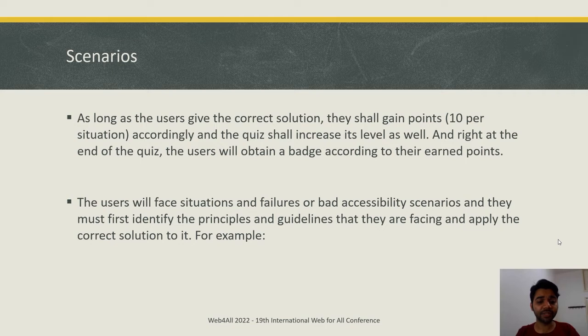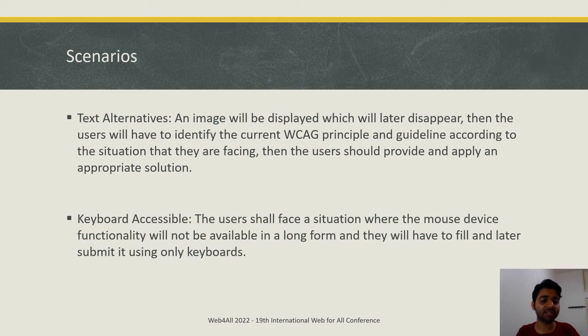The users will face situations and failures or bad accessibility scenarios, and they must first identify the principles and guidelines that they are facing and apply the correct solution to it. For example, text alternatives. An image will be displayed which will later disappear. Then the users will have to identify the current WCAG principle and guideline according to the situation that they are facing. Then the users should provide and apply an appropriate solution.